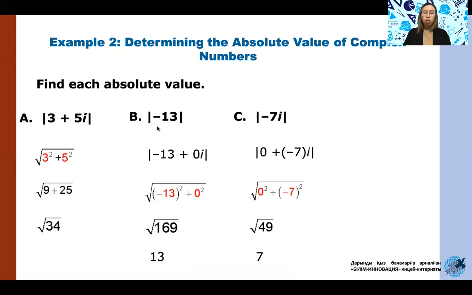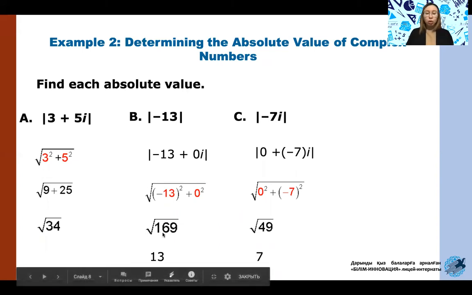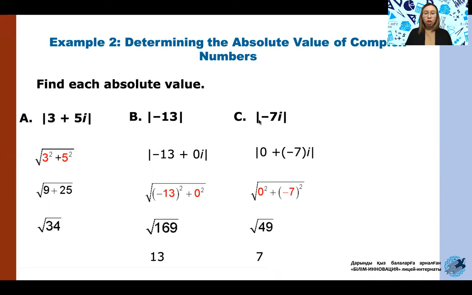Let's talk about b. Here in the modulus we have 13. We should imagine that we have minus 13 plus 0i. Then we have the root of minus 13 squared plus 0. Now we have the root of 169, which is just 13, and the last one, minus 7i.